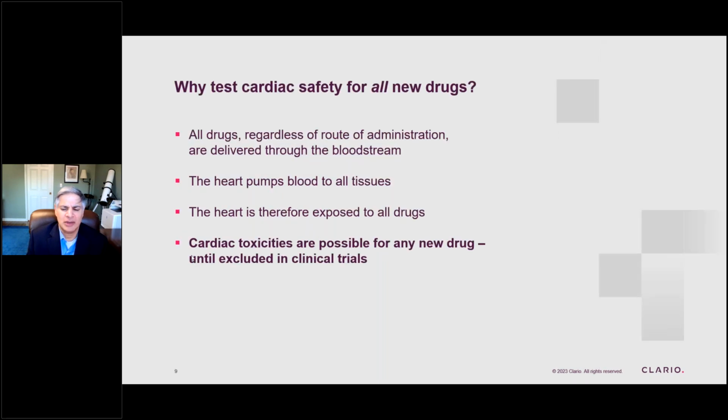So to begin with, I just want to mention, why do we even concern ourselves about looking at cardiac safety in drug development? Well, I think we know all drugs, regardless of their mode of delivery, will enter the bloodstream. And as such, they'll go through the heart, be delivered to the tissues. And exposure of these new assets to the heart has the potential for cardiotoxic side effects. So we have to assume that there is a cardiotoxic side effect until we can rule that out using clinical data. Let's go to the next slide, please.